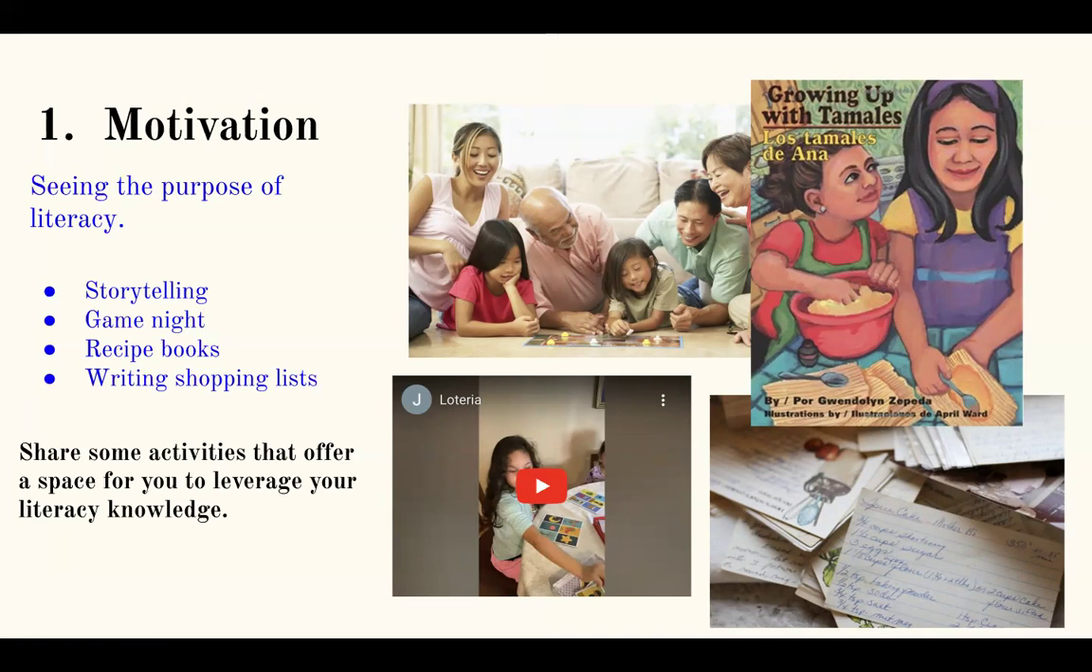So here's where we can again draw from their experiences at home with literacy, whether that's oral storytelling, game night, their development of recipe books that are maybe passed down through families, the development of shopping lists. All of those things can be incorporated into our classrooms to help foster learning around specific areas of reading or literacy. And I have here just an example of three generations of women and girls playing Loteria, a bilingual game in this case that allows them to foster vocabulary in English and Spanish.